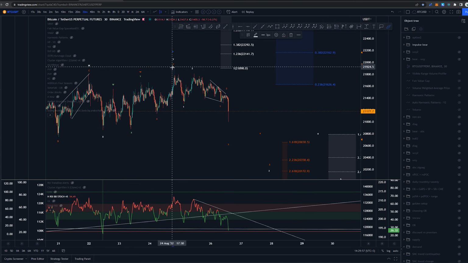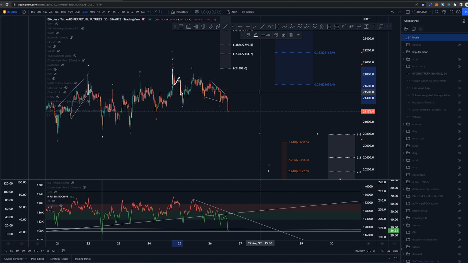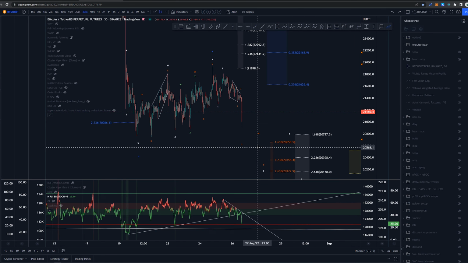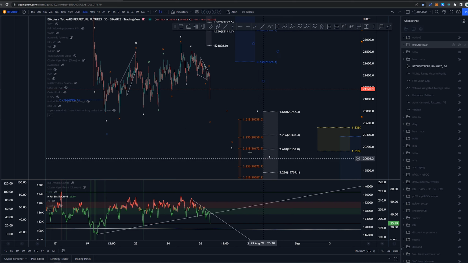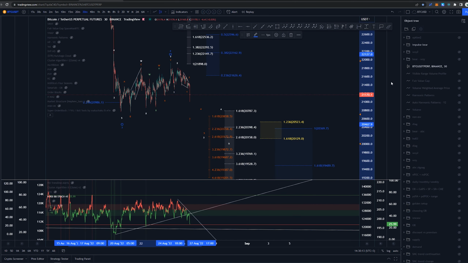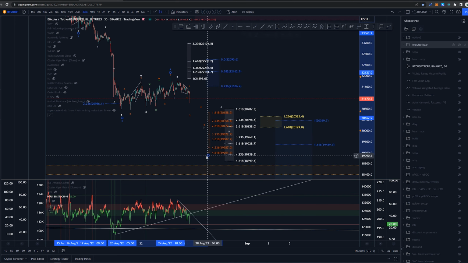Then we were looking at this possibility as a possible 5-wave move. However, it definitely reminds more of a 3-wave move rather than 5. But again, if we want to be more bearish and still look for this fifth to happen, where is this fifth? Down here.